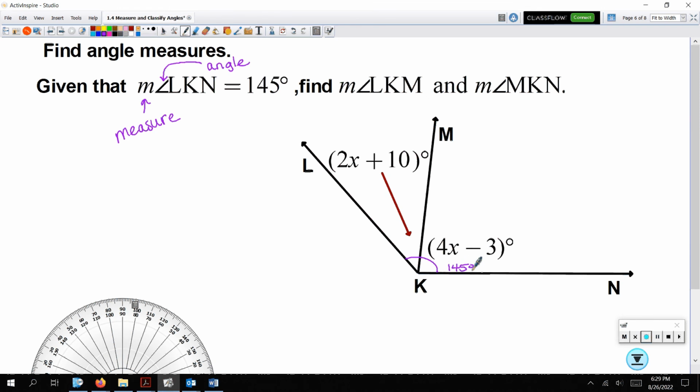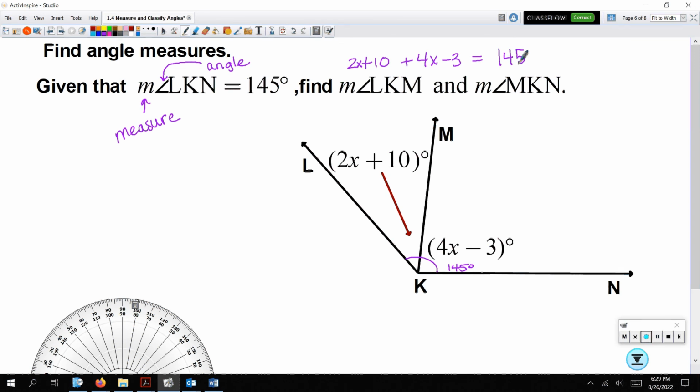We're going to find the little angles included. So LKM is 2x plus 10, and MKN is 4x minus 3. And we know that the whole thing is 145. We just have an equation now. You can solve this, right?